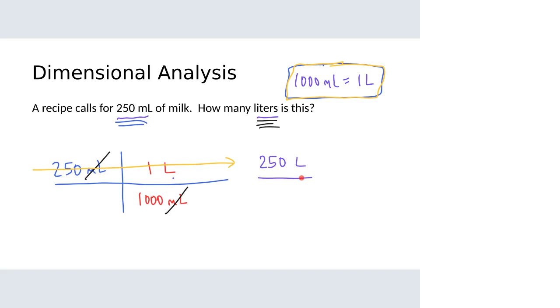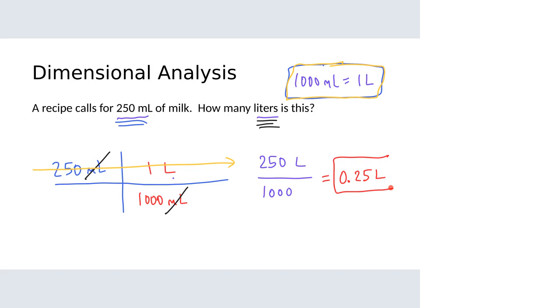And on the bottom, I don't have any units at all. All I have is that 1,000, so that goes down there. And the last thing I need to do is divide those numbers to simplify this. 250 divided by 1,000, and I get 0.25. So the question said, a recipe calls for 250 milliliters of milk. How many liters is this? It's 0.25 liters. That is an extremely simple example of a dimensional analysis question, but this is the idea behind dimensional analysis.